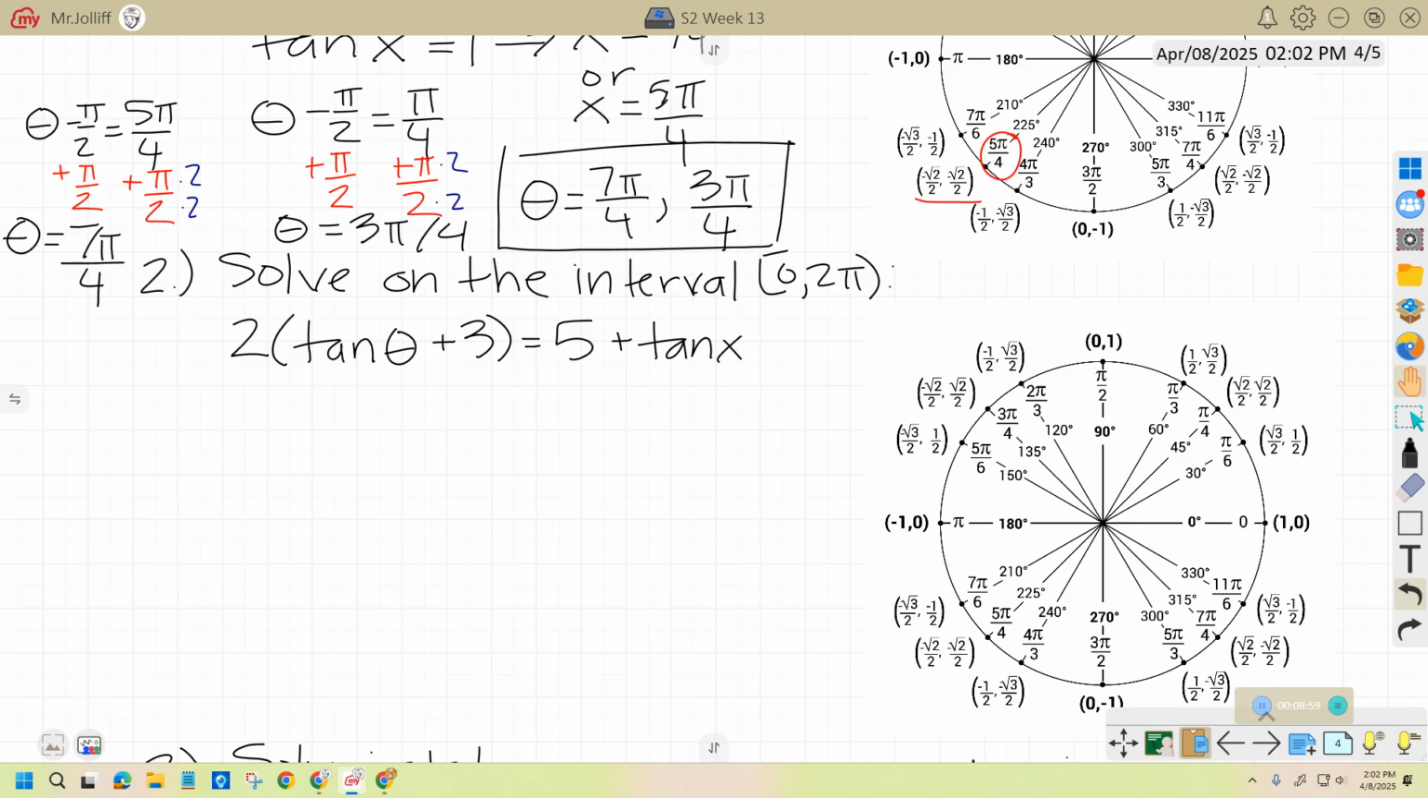Next one says solve on the interval 0 to 2 pi. 2 times tan theta plus 3 equals 5 plus tan. Why do I have tan x and tan theta? Let's make those both tan x. I don't know what I was thinking when I wrote that.